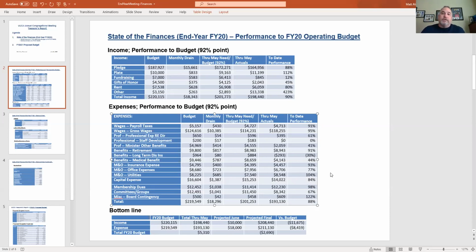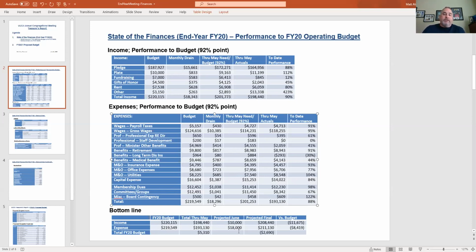So the good news is, although we're under in income at 90%, we're also under in expenses by an even greater extent. So that means at this point in time, we're at a plus in our budget. If you go down here, the 198.4 is where we are here, and the 193.1 is where we are here. And that means we're 5,300 ahead at this point.